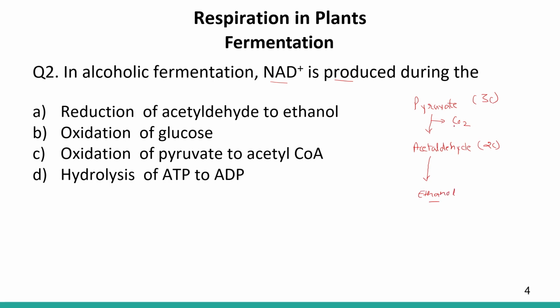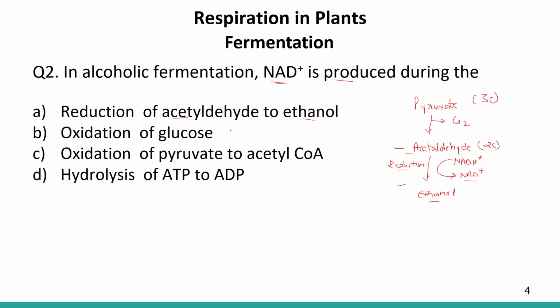Now what happens when acetaldehyde is converted into ethanol? NADH, which is a reduced coenzyme which was produced during glycolysis, is converted into NAD plus. Means there is regeneration of NAD plus. So they are asking, in alcoholic fermentation, NAD plus is produced during which step? Reduction of acetaldehyde to ethanol. This is the reduction process, the aldehyde group is reduced into alcohol group.